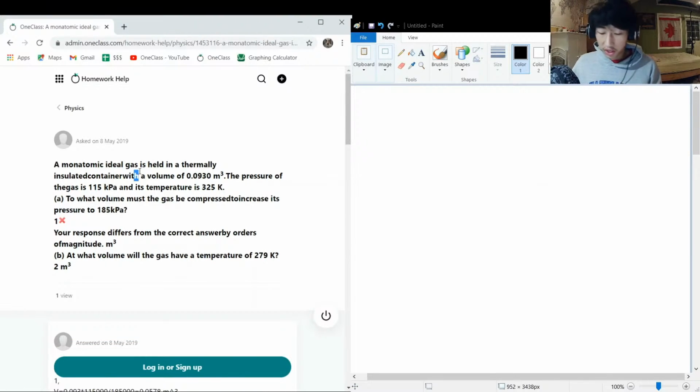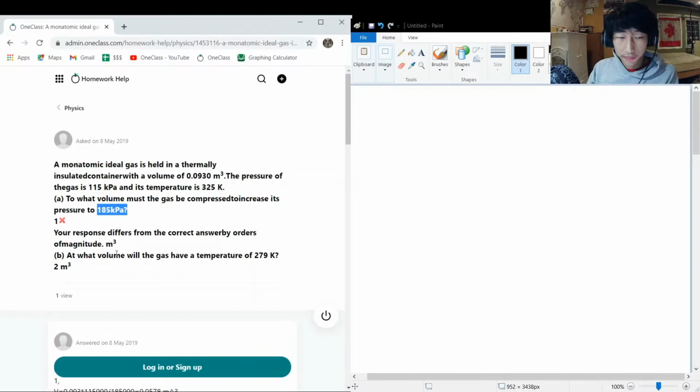Okay, so the next question that we got on the menu today is asking us, a monoatomic ideal gas is held in a thermally insulated container with a volume of almost 10% of a cubic meter. The pressure of the gas is 115 kilopascals and its temperature is 325 Kelvin. How much should we compress the gas, to what volume, until we get its pressure up to 185? And we're going to assume that the temperature is constant.